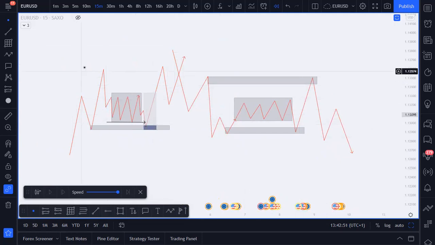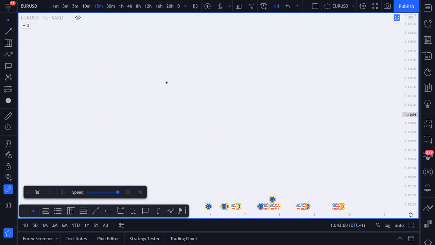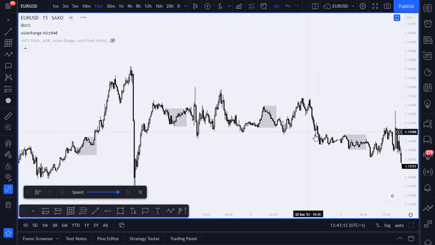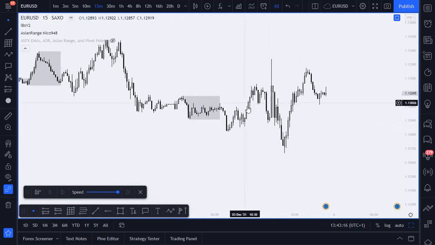You can reverse that to find the bearish scenario for these and the bullish scenario for this one. So that's basically what I look at. Let's see an example here. I use this indicator, Asian range Nikkei 948. That's pretty good. Just adjust the timings to start and end where you want it.